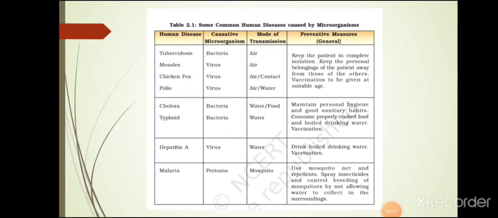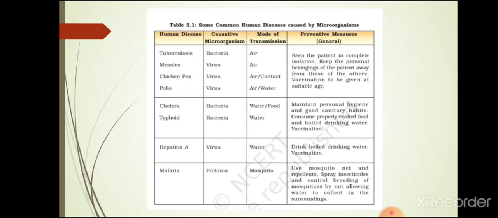Cholera and typhoid are caused by bacteria, and the mode of transmission is water. Cholera is also transmitted through contaminated food, and typhoid is through water. What are the preventive measures? Maintain personal hygiene and good sanitary habits, consume properly cooked food and boiled drinking water, and get vaccination. These are the preventive measures of cholera and typhoid.